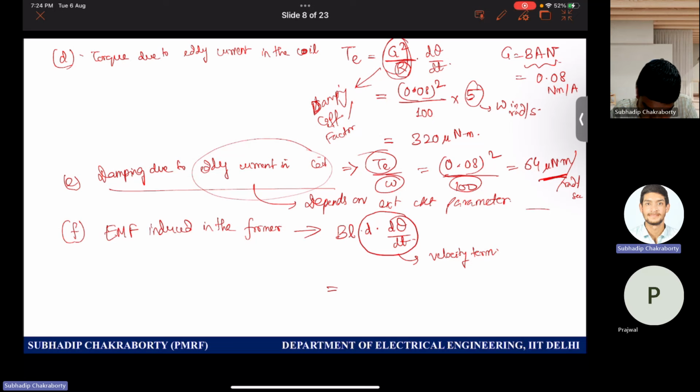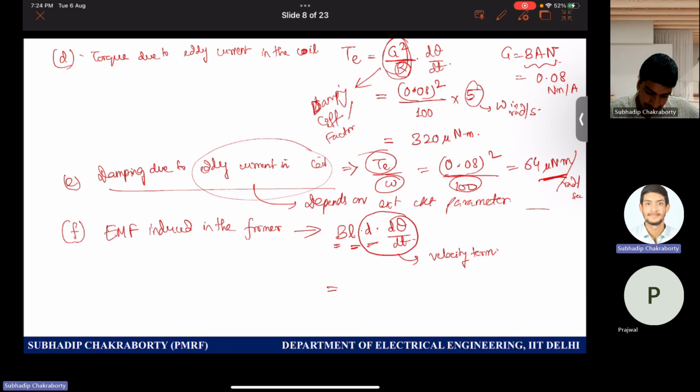So if you plug in the values, B and L you have already been given, D times d theta dt. This is the diameter of the coil, and then d theta dt. Or you can say the diameter of the former also, because the coil is wound over there. Because it is an aluminum former, please remember, the former will also participate in the interaction, that is, try to oppose or damp out the actual torque due to the coil.